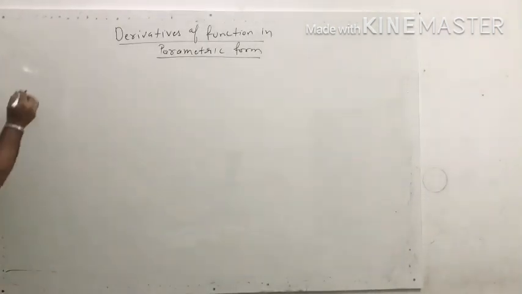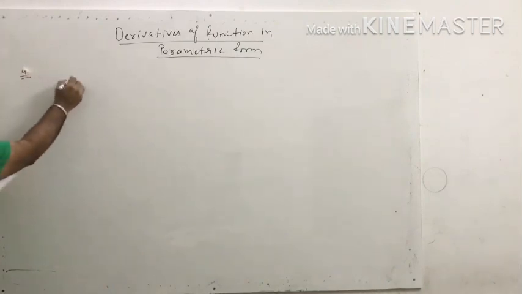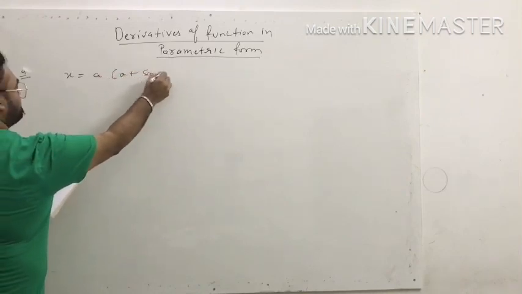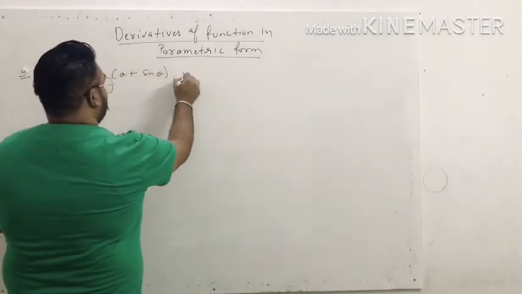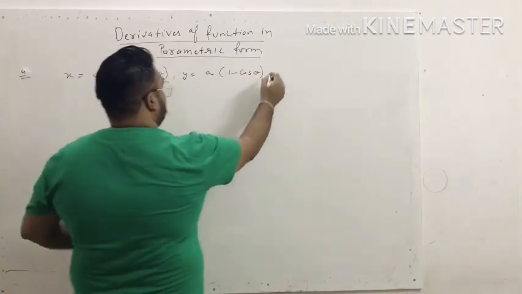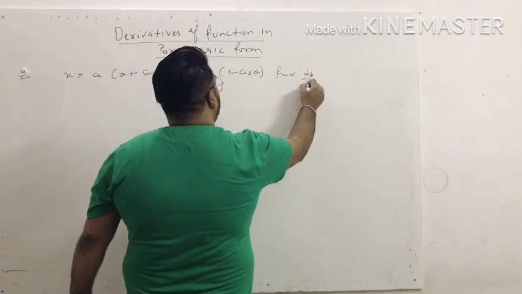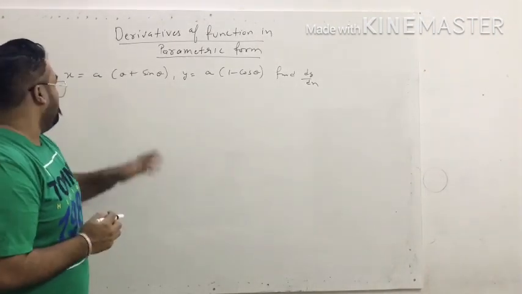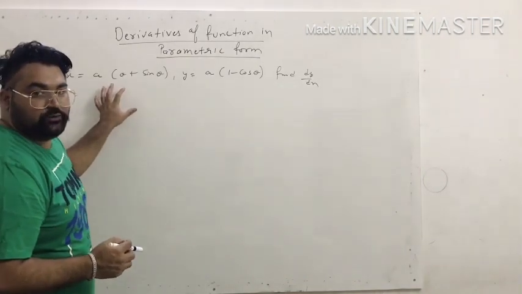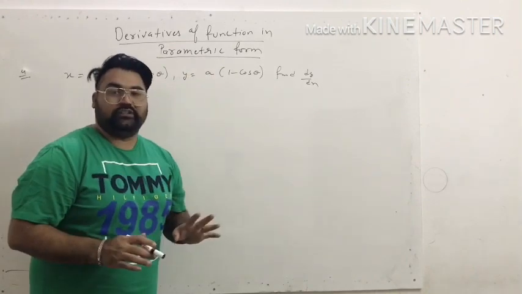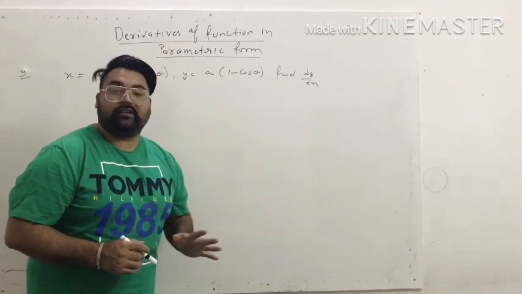So the next question is, fourth, x equals a (theta plus sin theta), y equals a (1 minus cos theta). Again we have to find dy upon dx. So again, first of all, we will differentiate the first equation with respect to theta. Again, the derivative of y with respect to theta. After that, we will find the value of dy upon dx.